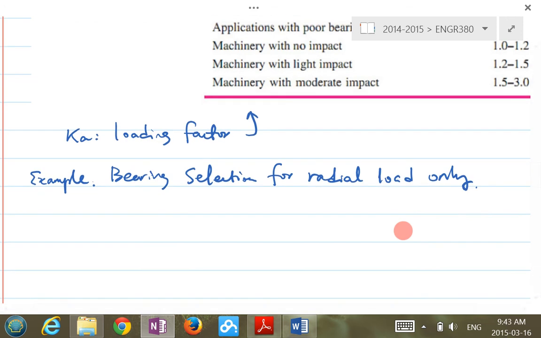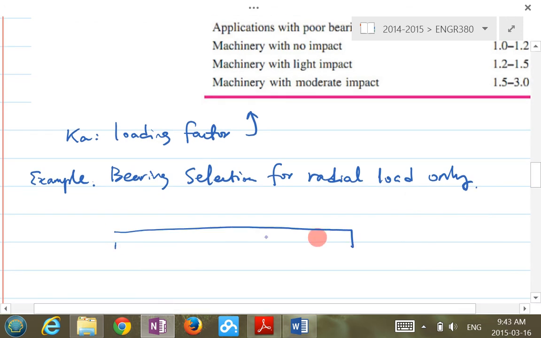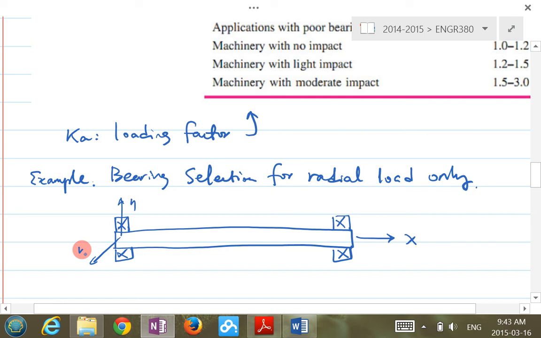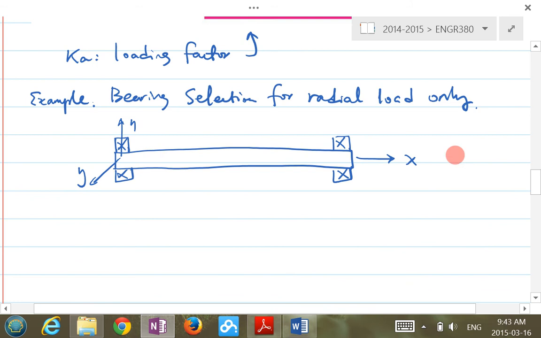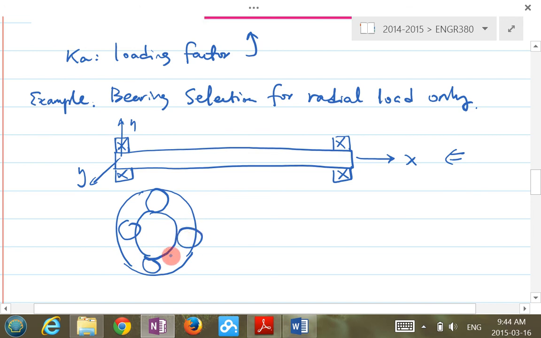So here's the loading condition. Let's say you have a shaft, and it's supported by a pair of bearings at two ends. Suppose you look at the bearing from this side of view here: there's an inner ring and an outer ring, and a whole bunch of balls inside the bearing.